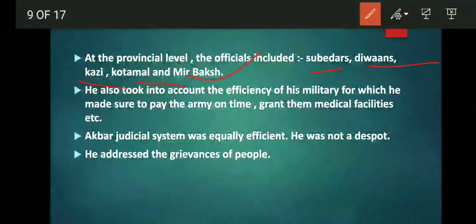Now, he also took into account the efficiency of his military, for which he made sure to pay the army on time, grant them medical facilities, etc.